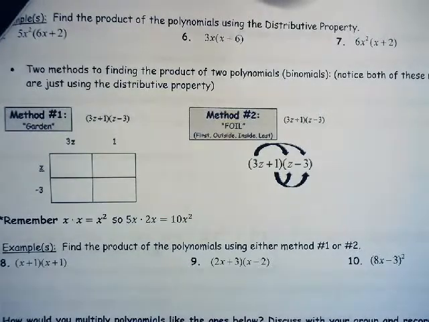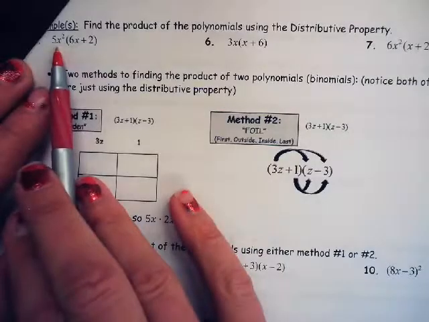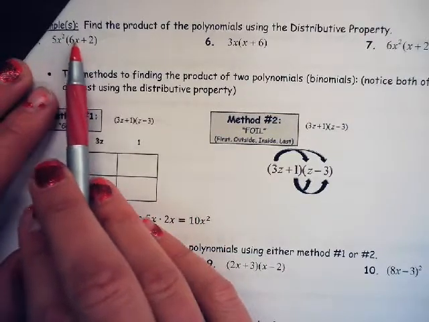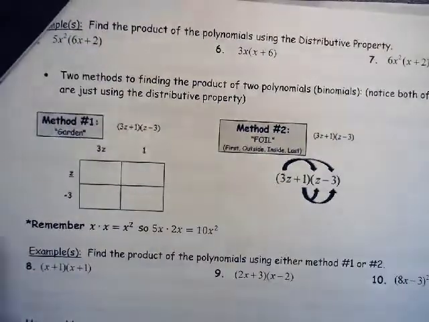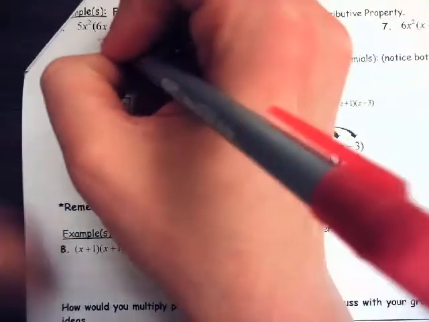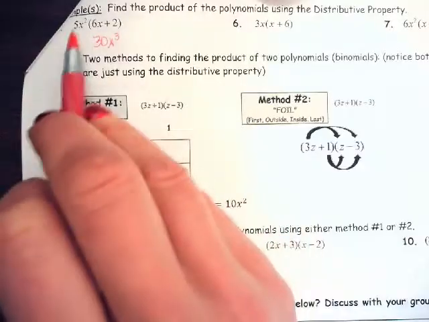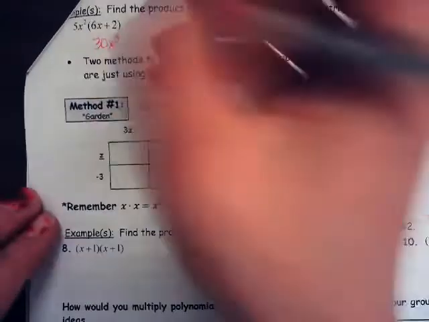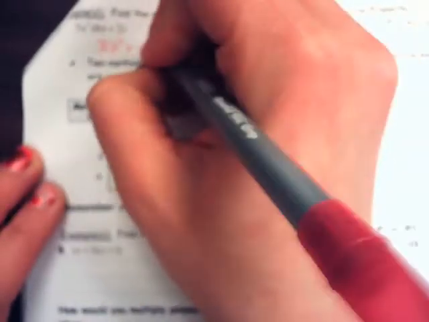Okay, turn to the second page, and on this page we're going to find the product of the polynomials using the distributive property. So first thing on number 5, you can't see the number up here, but this is number 5. To use the distributive property, I'm just going to times this through 5x squared times 6x plus 2. So 5x squared times 6x gives me a 30x to the third. Now x squared times x is x to the third. Don't forget that important property here. Then plus 2 times 5x squared is 10x squared.